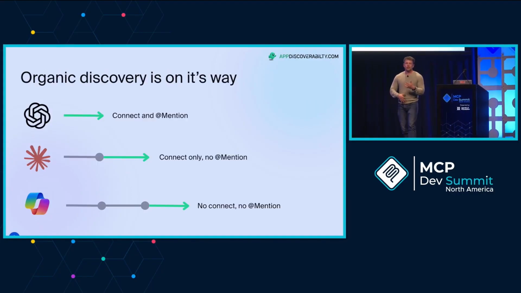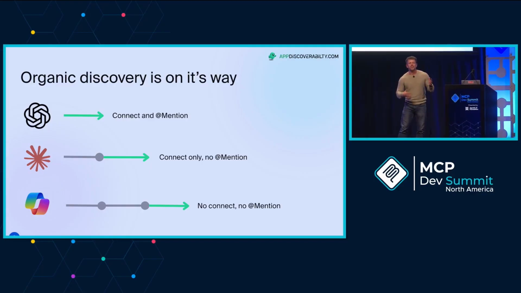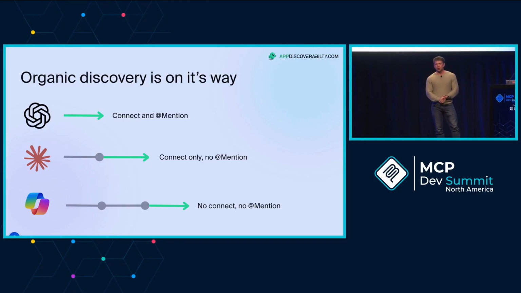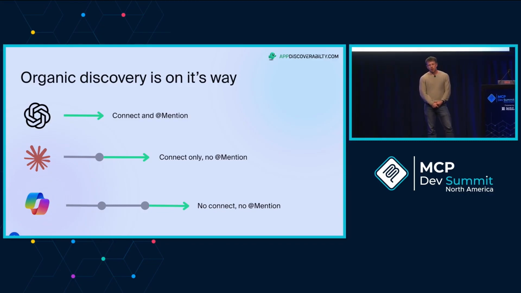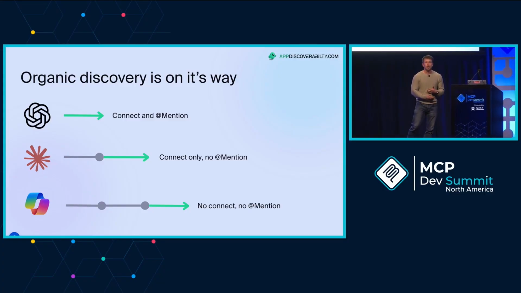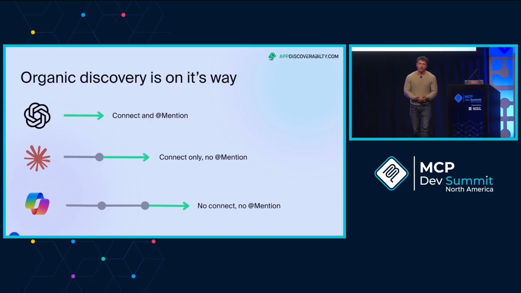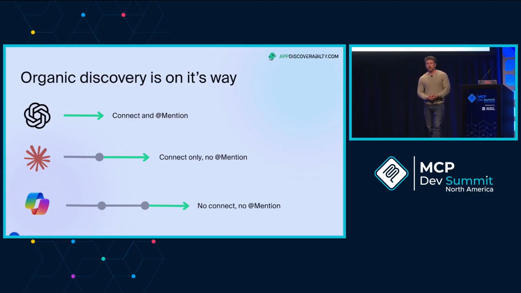And various clients are doing different flavors of discoverability at the moment. OpenAI, and maybe you've played around with it, you need to go to their app store, you need to actively connect, then you need to mention. Claude makes it a little bit easier. You just connect. You don't need to mention, so the model's actually reasoning and surfacing apps that you've already connected to.